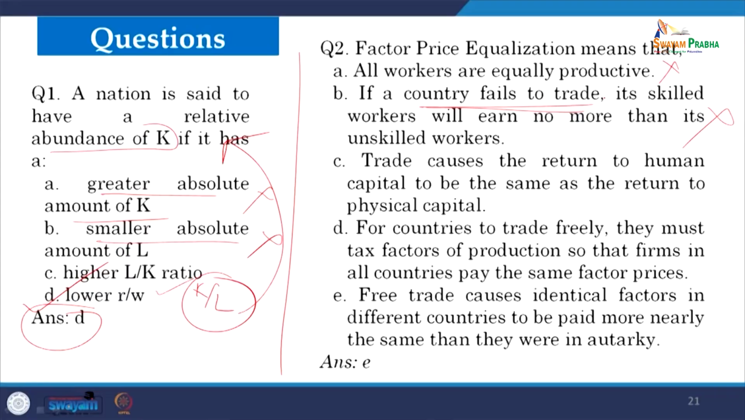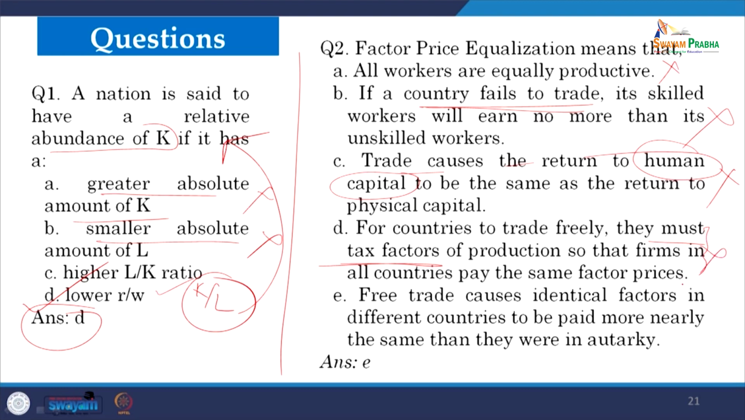Trade causes the return to human capital to be the same as the return to physical capital. Human capital discussions are not made here. We are discussing labor. Human capital is a larger component which encapsulates education and health. These are not the features discussed in this theory. So, this is not defined, and therefore it is not the answer. For countries to trade freely, they must tax factors. Tax is nowhere discussed, and if there is a tax, the relative price of the factors will be higher. We have assumed from the beginning in the theory that taxes are not acceptable. So, this is not the answer.